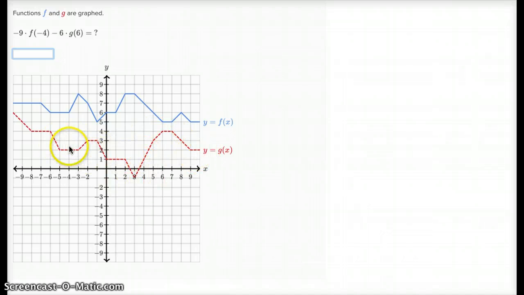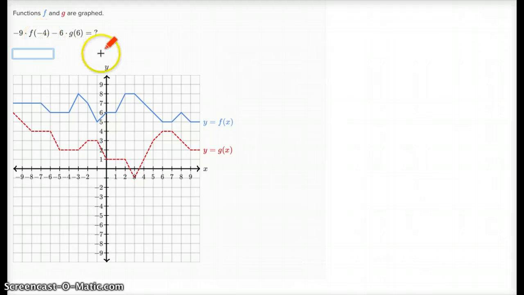And so in order to solve this question that they present here, which is -9 times f of -4 minus 6 times g of x, we have to fill in the gaps, so to speak, here by finding out the numbers for f of -4 and g of 6.